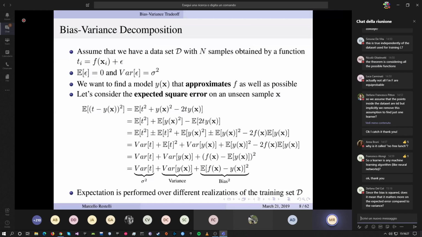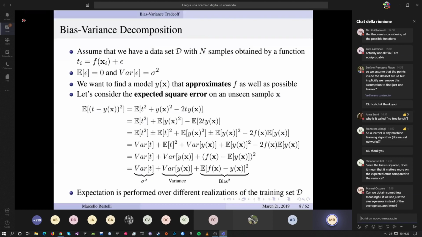There is a question: since the bias is squared, does it mean that it matters more on the expected error compared to the variance? No, because also the variance is square. The variance is a second order statistics, so both of them are square. But this is quite obvious because we start from a square quantity, the square loss function. And so all these terms, the variance of t, the variance of y, and the bias square are all square terms.